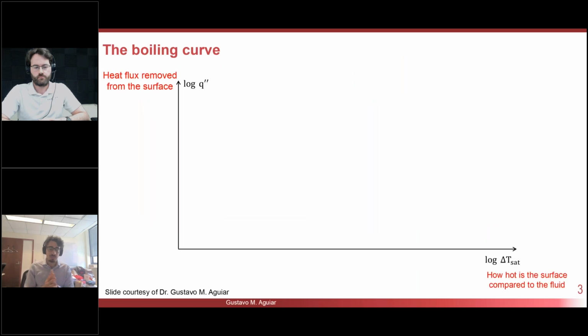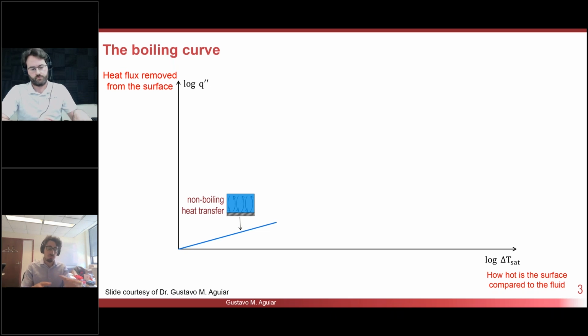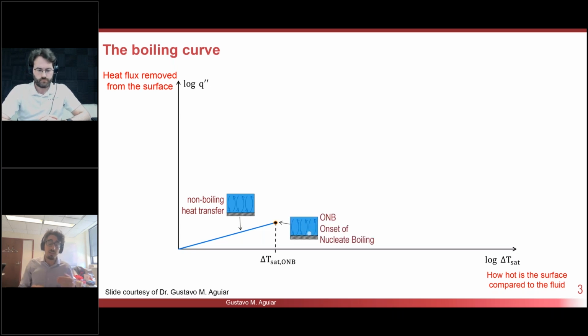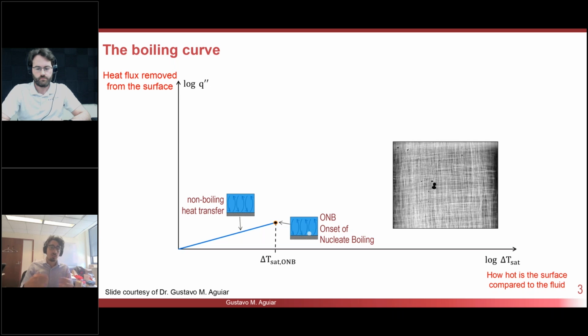So let's start from the basics because I don't know exactly what your backgrounds are. The boiling curve can be sketched very simply. At first, at low wall superheat and low heat transfer, you have basically a linear behavior, which is in single phase. So you don't have any bubbles yet, right? And then there is a moment where you reach a certain wall superheat and you start having bubbles. This is called the onset of nucleate boiling. And after that, you start having bubbles on the surface, right?